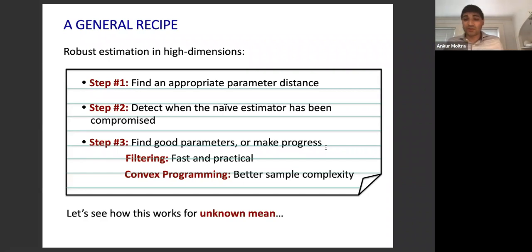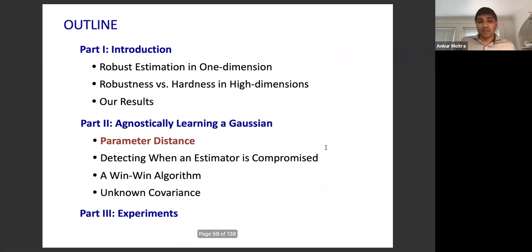So let's start off this recipe in the simplest possible case, which is the case of the unknown mean, which remember is the case where I promise you that the covariance is the identity. So the Gaussian looks like a ball, and all you have to do is find the center of the ball in a way that's robust to a constant fraction of corruptions independent of the dimension. So let's see how this works.